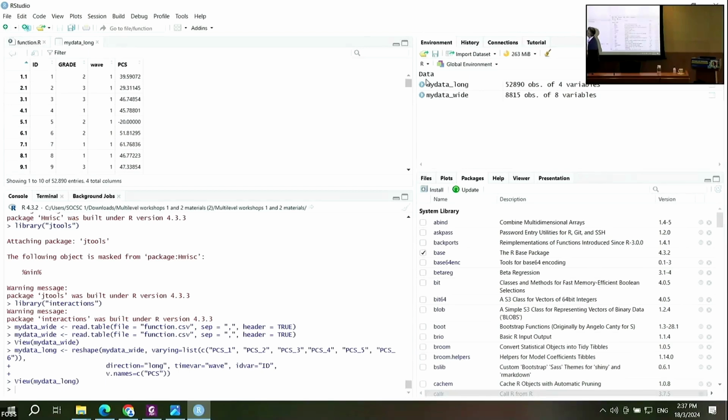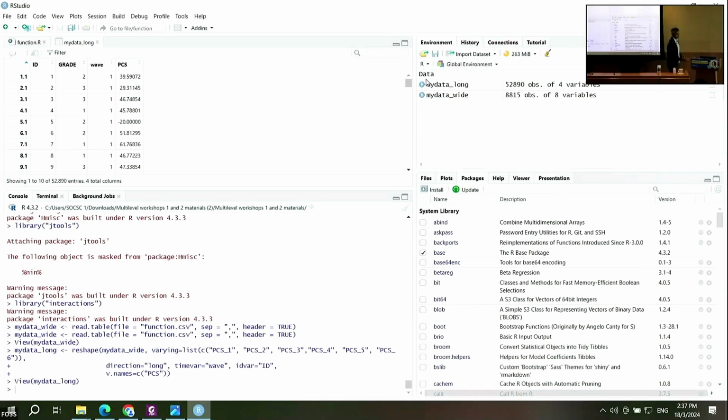But you also see that it's not clustered within a person. So the first line is person 1 who belongs in group 2 and their wave 1 PCS scores. But the next line should be person 1 again, again belonging to grade 2, but in wave 2. So the data needs to be sorted in this way.